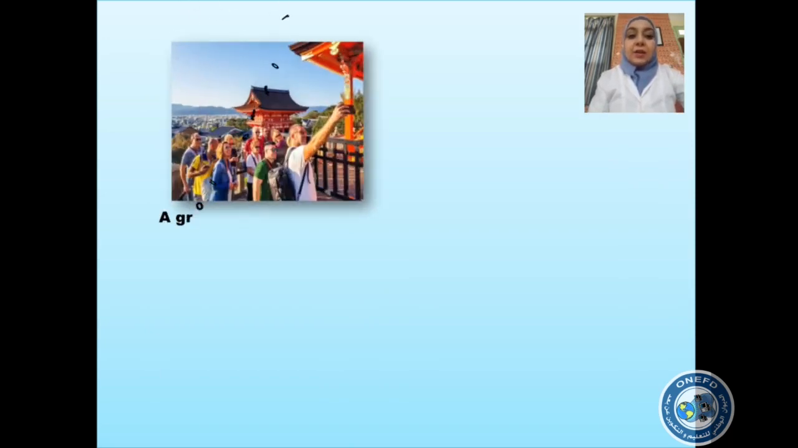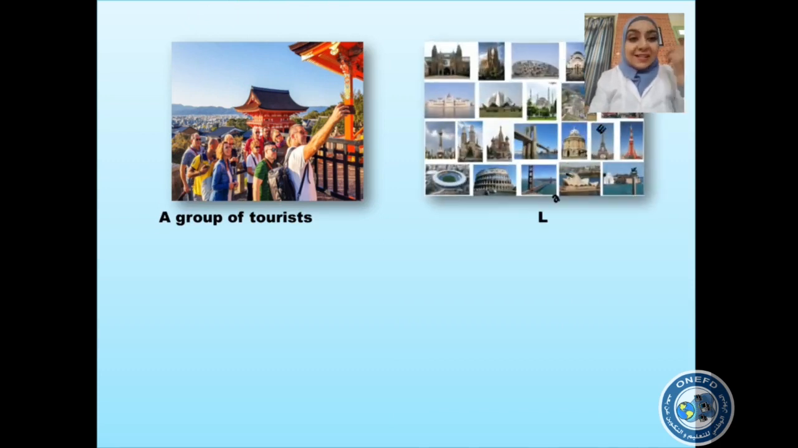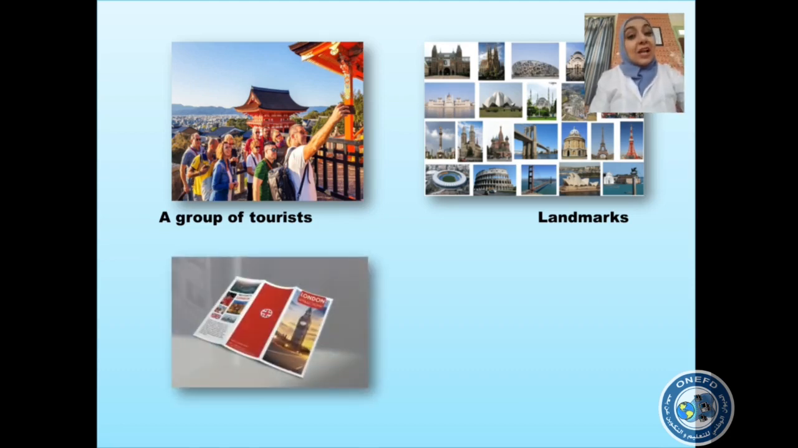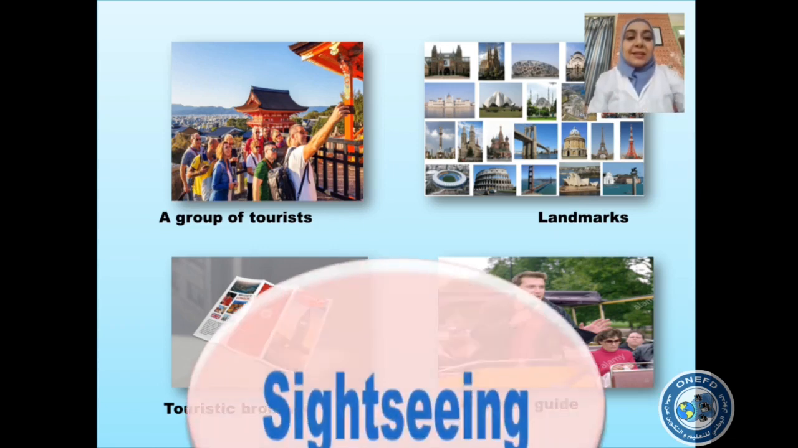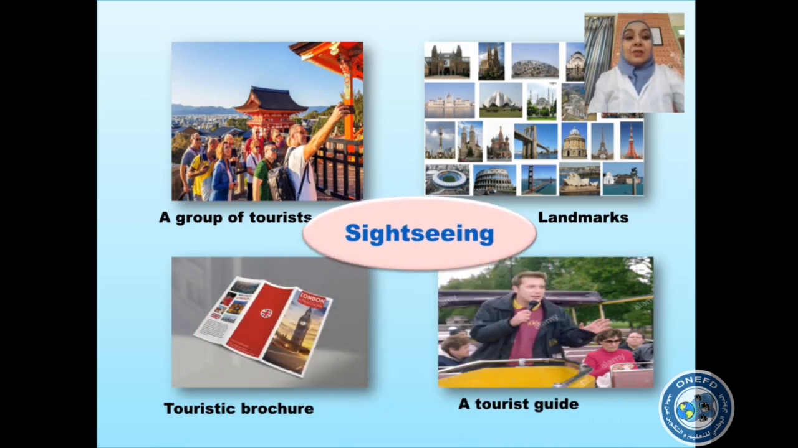Okay. Did you find it? Picture number 1, we have a group of tourists. Picture number 2, we have seen this last time in the project announcement. Landmarks. Picture number 3, this is a travel brochure or a touristic brochure. Number 4, this is a tourist guide. This person is called a tourist guide. What do all the pictures represent together? Sightseeing. Touristic sightseeing. It's when you go and visit places of interest.